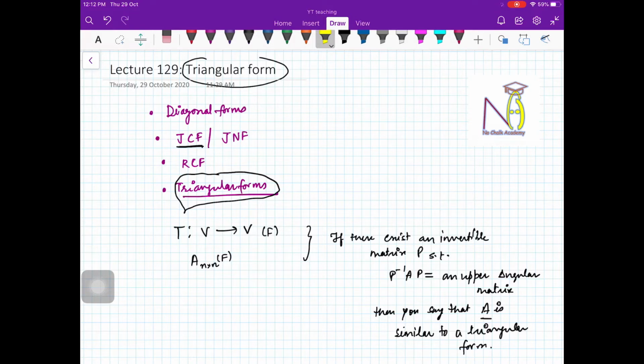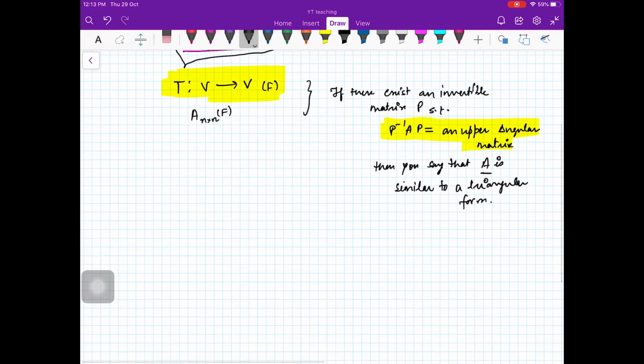And if you are talking about the linear transformation, then you have to do the same to the corresponding matrix representation of that linear transformation. Right, now we would like to know when you can write the triangular form of a matrix. So we have a theorem which tells you when you can write the triangular form of a matrix.